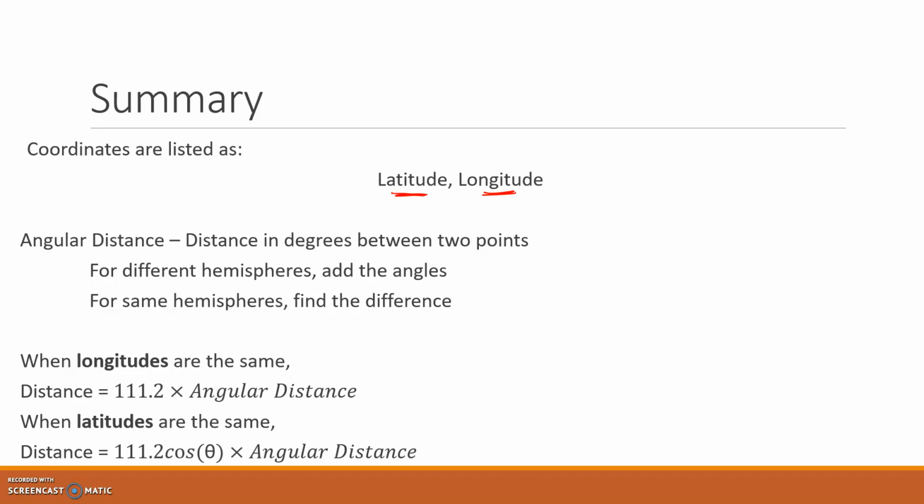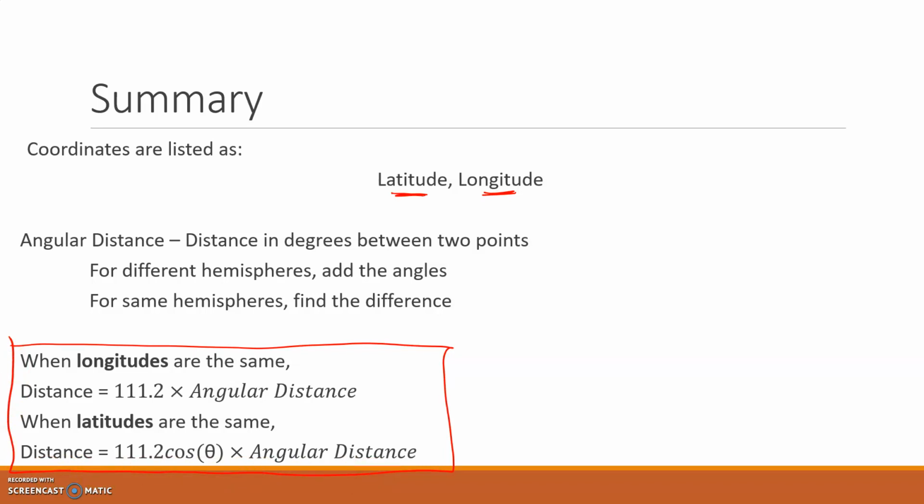Before we look at the differences in calculating those, let's just look at angular distance. So that's the distance in degrees between the 2 points. And what we've seen is for different hemispheres, we add the angles together. And for the same hemisphere, we find the difference between them, okay? Or we can use our circle diagrams, whatever you're more comfortable with. Have a go at both if you'd like to. And then here's essentially the calculation, the formula that we actually use for these calculations.